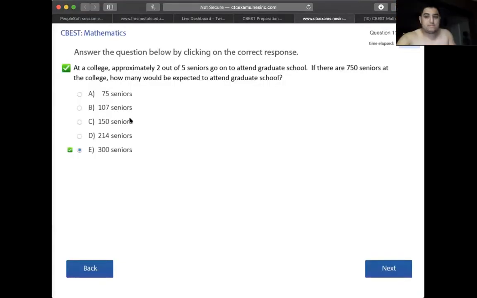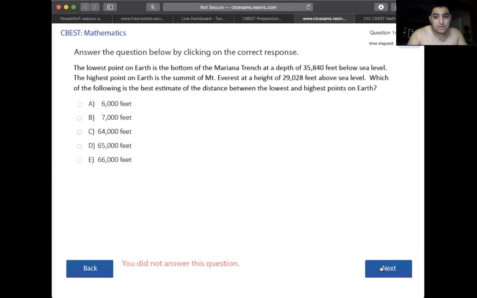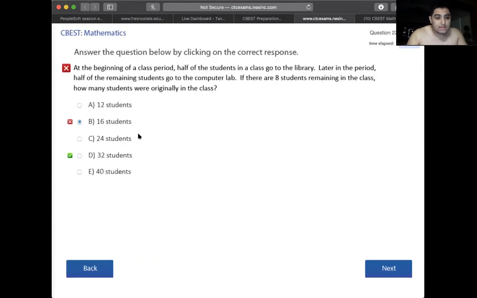Okay, 22. I just guessed on here, but it's saying at the beginning of class period, half of the students in a class go to the library. Later in the period, half of the remaining students go to the computer lab. If there are 8 students remaining in the class, how many students were originally in the class? And this is kind of a confusing one because there can be 2 possible answers, or 3 actually.